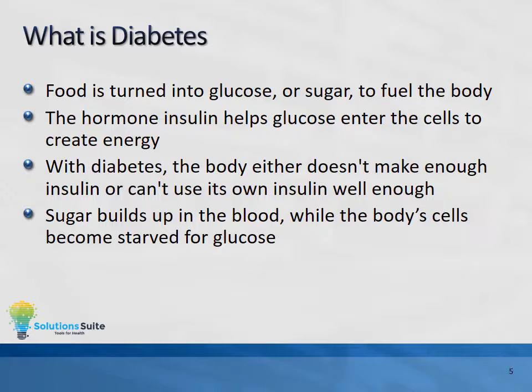Let's start by learning about the nature of diabetes. You're probably familiar with the idea that people eat in order to fuel their bodies, but you may not know that what we think of as fuel is food that has been turned into glucose or sugar. Your body makes a hormone in the pancreas called insulin to help glucose enter your body's cells in order to create energy. When people have diabetes, their bodies either don't make enough insulin or have trouble using the insulin they make. This causes sugar to build up in the bloodstream while the body's cells are starved for glucose.